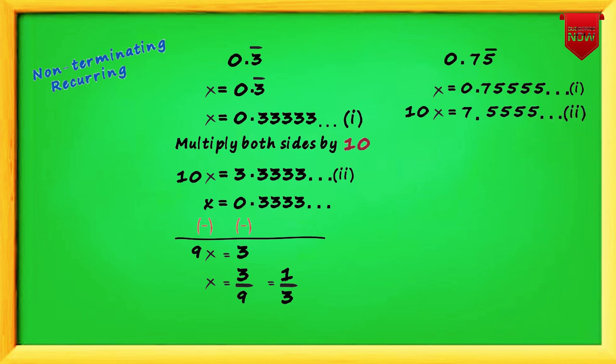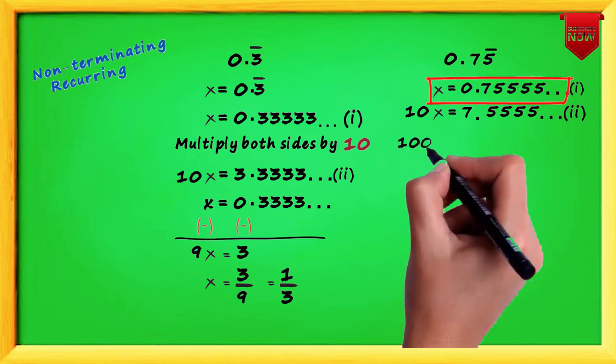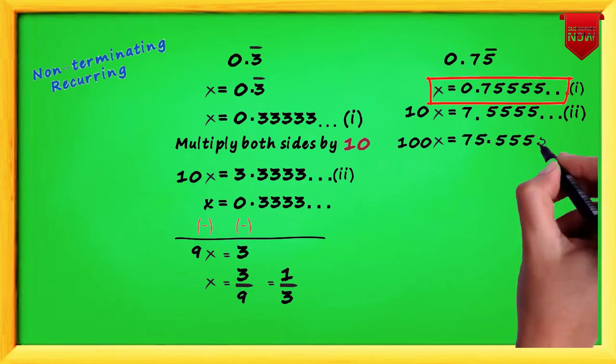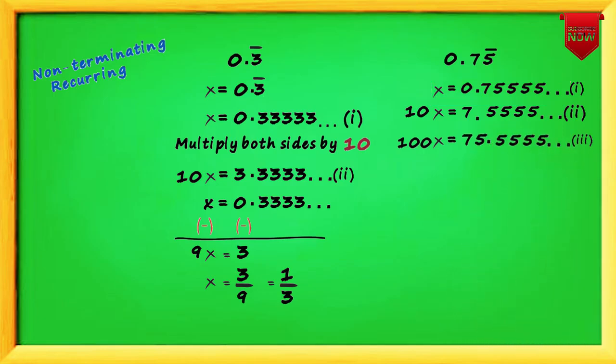Now, tax your brain a little. If we subtract this from this, will we eliminate 5555 and so on? The only way that can happen is if we have two equations which have just the recurring part after the decimal, like in the previous example. We had 3333 after the decimal point. How do we manage to get a 5555 after the decimal point in two equations? Here, it's simple. We multiply equation 1 with 100. That gives us 100x equals 75.55555 and so on. So now we have two equations which have just 5555 after the decimal point.